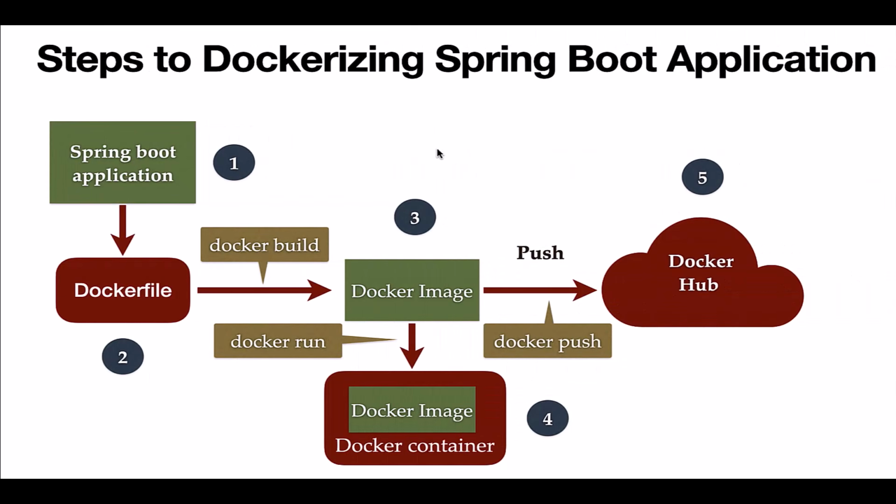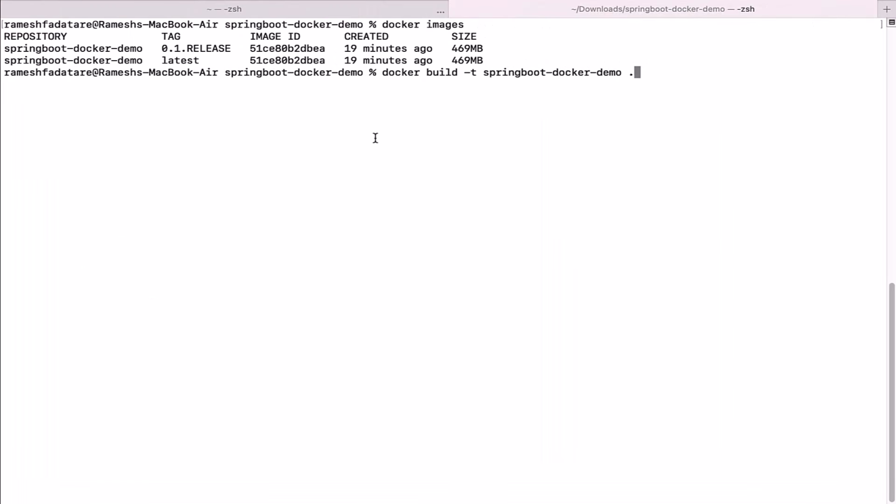Hi everyone, welcome back. In the previous lecture we have seen how to build a Docker image from a Dockerfile, and also how to provide a tag name to the Docker image. For example, let's go to the terminal, and we have used the command docker build -t followed by the Docker image name and then the working directory. So basically we have used this docker build command to build this Docker image from the Dockerfile, and with -t, spring-boot-docker-demo is the Docker image name, followed by the tag name. So we have used this command to build the Docker image with a tag.